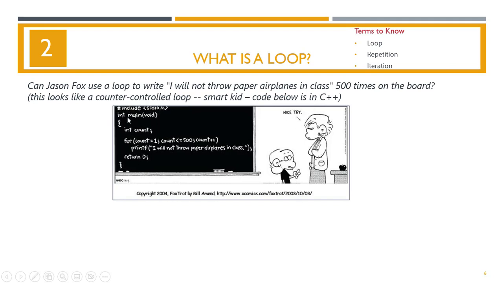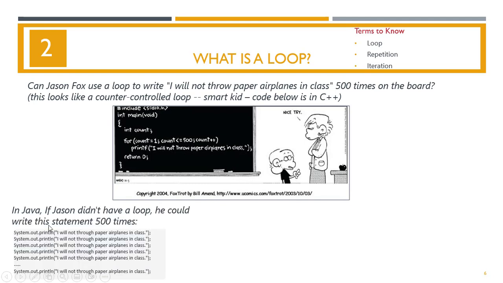Yeah, smart kid, he actually used a language called C++, and he used a for loop. He created an integer variable called count, and he counted 500 times and wrote that down. Unfortunately, the teacher's not going to take it. I would have taken it. I would have thought, clever Jason, I'll take that. Yeah, if he didn't have a for loop in Java, you'd have to have 500 of these statements.